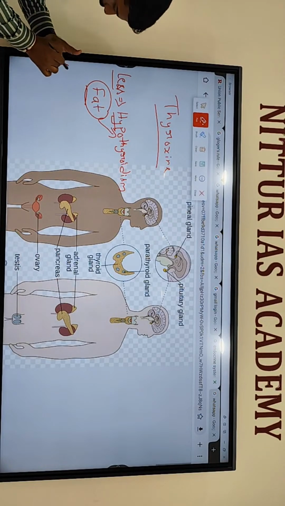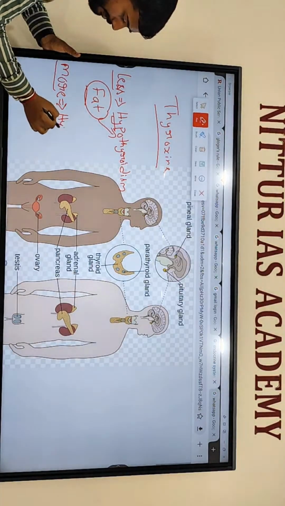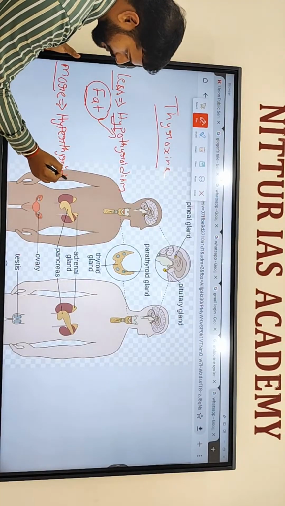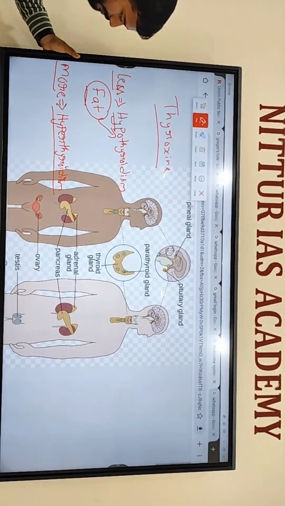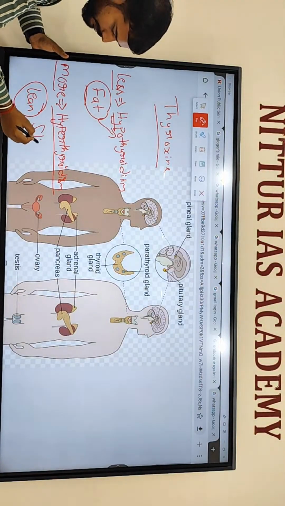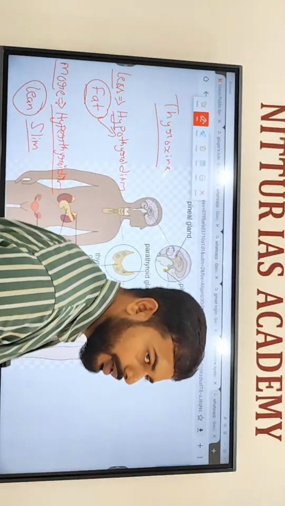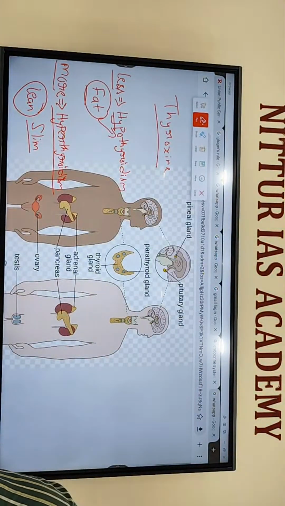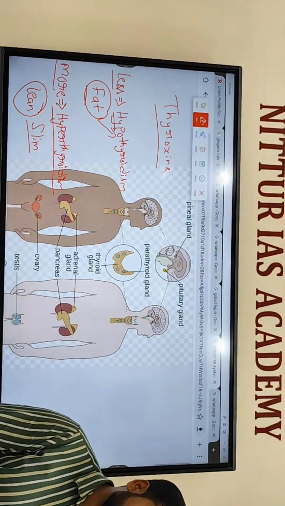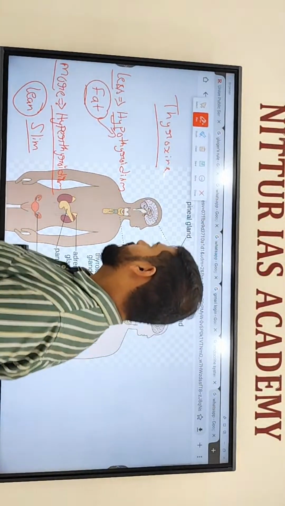If there is more secretion, the condition is called hyperthyroidism. The person will become lean, slim. Why? More calories are burnt. Hyperthyroidism: the person becomes lean, slim. Hypothyroidism: the person becomes fat, obese.